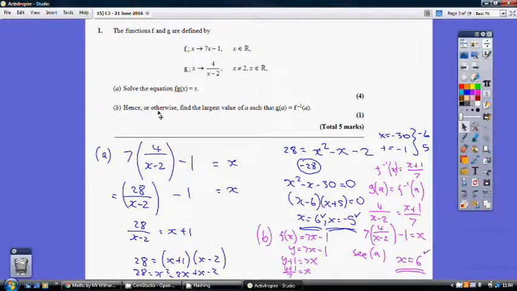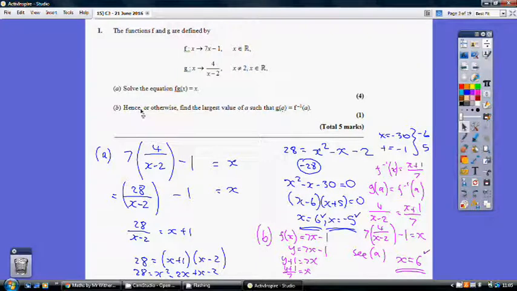Now for part B, it says hence or otherwise find the largest value of a such that g of a equals the inverse function of a. Now there's only one mark going for this, so there's got to be a quick way of doing this. And really you've just got to look back at part A and say if you basically inverse function both sides, you're going to end up with this. So the solutions for part B are going to be the same as the solutions for part A. So our solutions for A are going to be 6 and minus 5. Then obviously the largest value is 6.